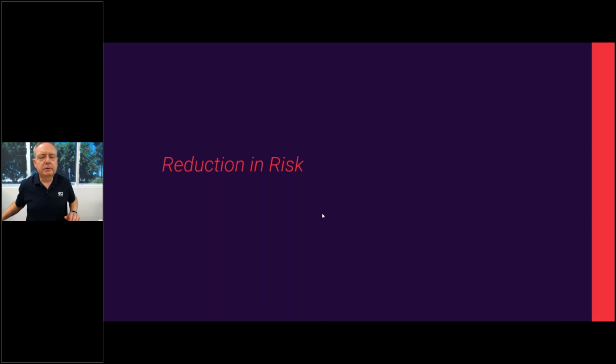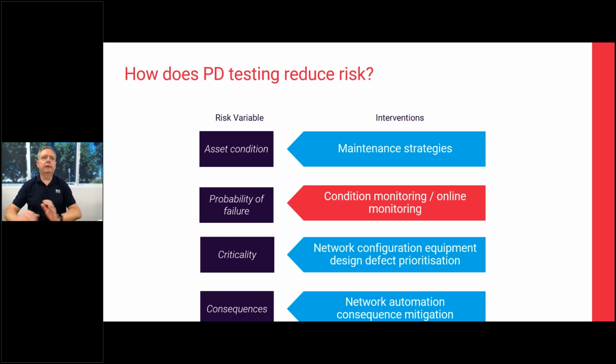So how does partial discharge, whether it's handheld or monitoring, actually reduce risk? If we look at what the risk variables are, the asset condition is dictated by maybe maintenance strategies and the type of equipment you've bought. Where we're really targeting the risk reduction for partial discharge testing is to reduce the probability of failure through condition monitoring, periodic or online monitoring.